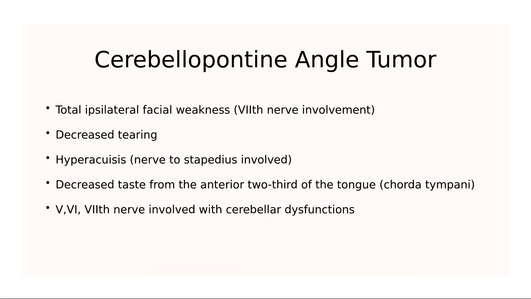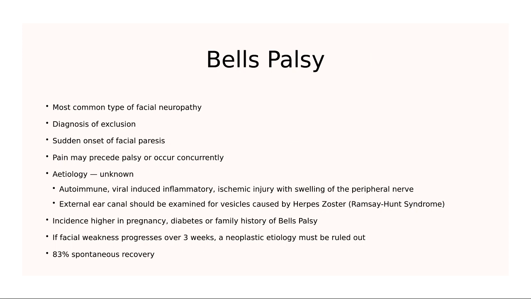For cerebellar pontine angle tumors, there's usually total ipsilateral facial weakness, decreased tearing, and decreased taste from the anterior 2/3 of the tongue. The fifth, sixth, and seventh nerves can be involved with cerebellar dysfunctions. Bell's palsy is a common type of facial neuropathy, but it is a diagnosis of exclusion.